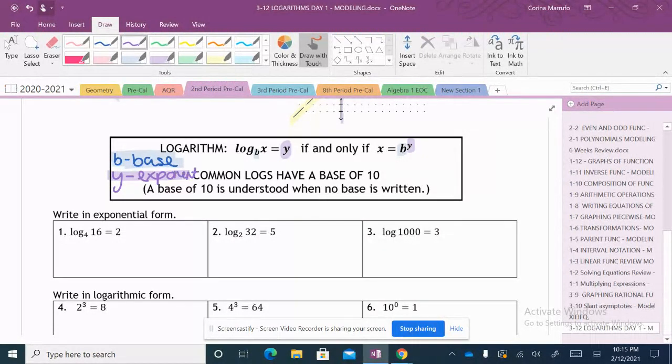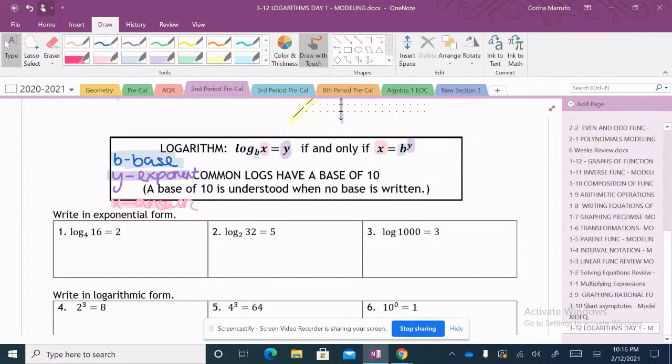And then last, for example, if you do b to the y power, and it gives you x, then if you're looking for the exponent in reverse, you do log base b of whatever your answer was to the y power. So there's really no name for the x. I just like to call it the answer.